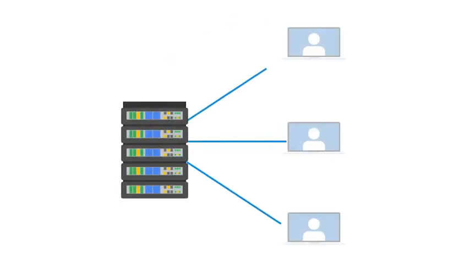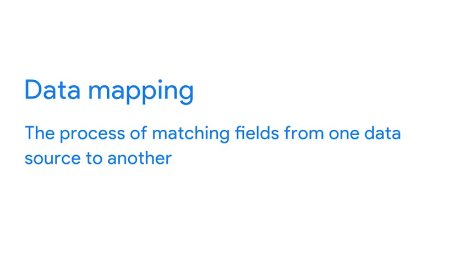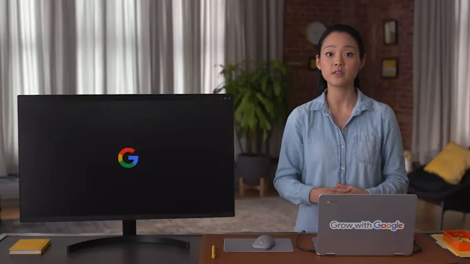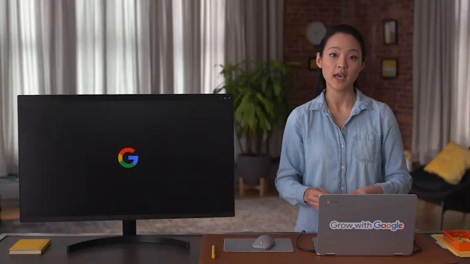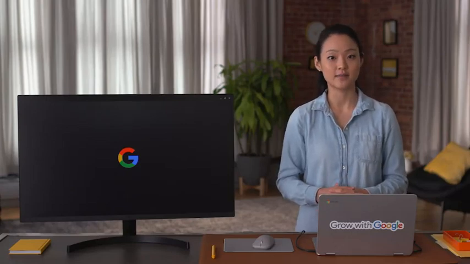To do this, data analysts use something called data mapping. Data mapping is the process of matching fields from one database to another. This is very important to the success of data migration, data integration, and lots of other data management activities.